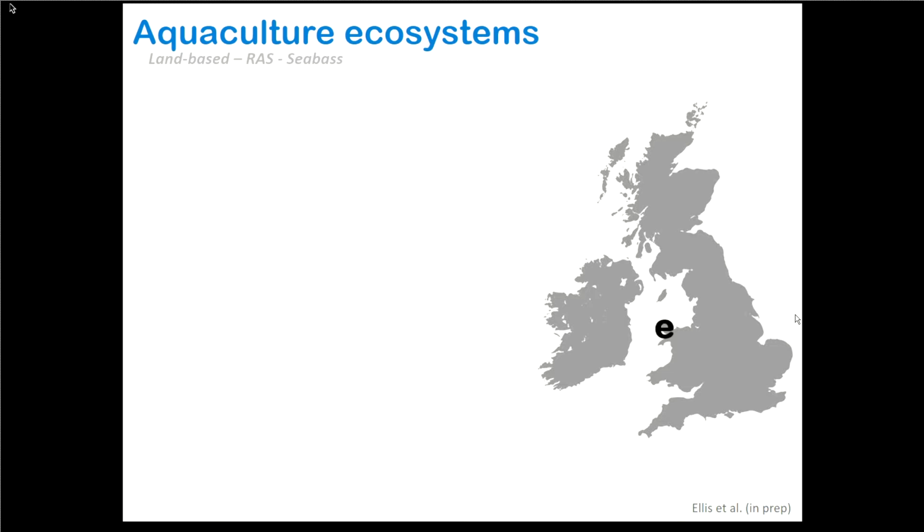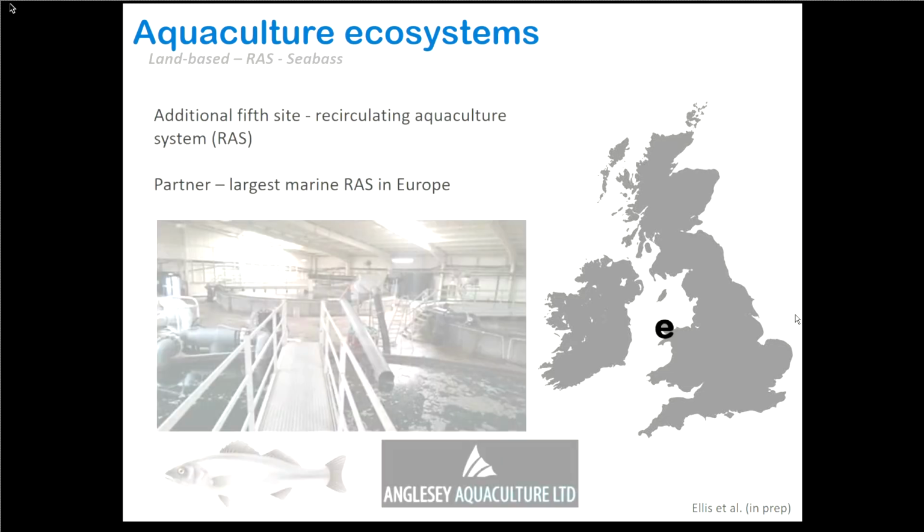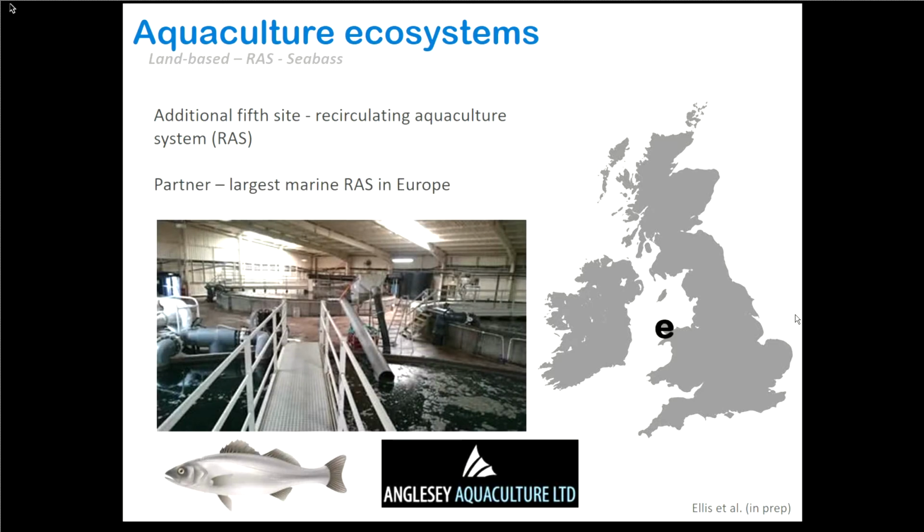Now this is a land-based facility, again on the Isle of Anglesey in North Wales. It's a recirculating aquaculture system, so it's entirely land-based. And there's a partner called Anglesey Aquaculture. To give you an idea of the scale of this place, the picture here is of their main facility, and one of these circular tanks, in scale, these are 16 metres across and 5 metres deep. They have 8 of these in sequence, and at any one time during maximum production, each tank can house 200,000 sea bass that they're growing up to market size. So it's a very intensive production setting. And at the time of sampling, this was the largest RAS in Europe.